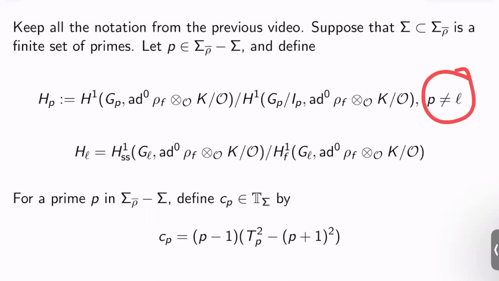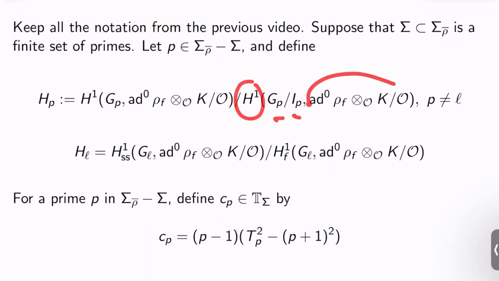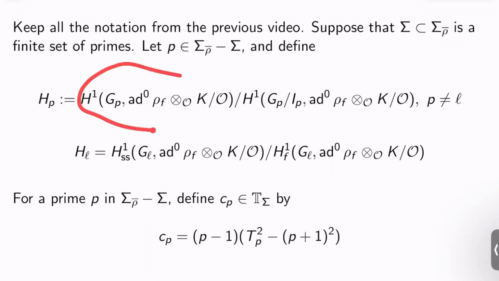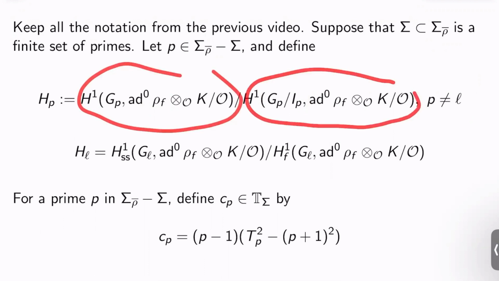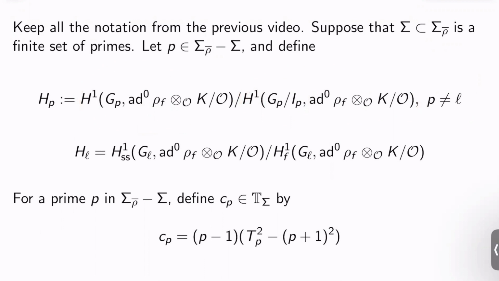If P isn't L, we'll define HP to be H1 of GP, acting on ad 0 rho F tensor K mod O, divided by H1 of GP mod IP, acting on that same space. Okay, so it's like the quotient of the full cohomology group with the unramified classes, sort of. And then what happens if P is L? What is H sub L? It's H1 SS of GL divided by H1 F of GL. So semi-simple classes divided by flat classes.